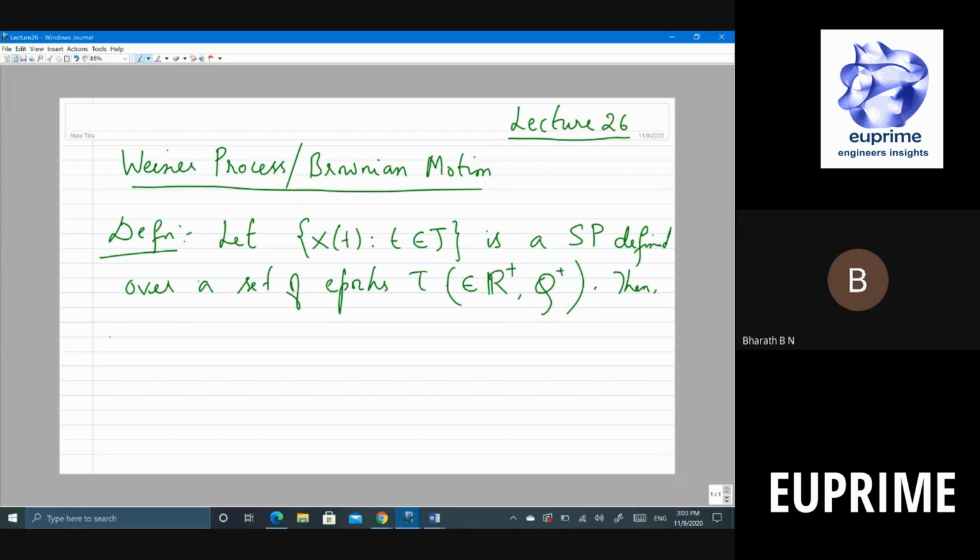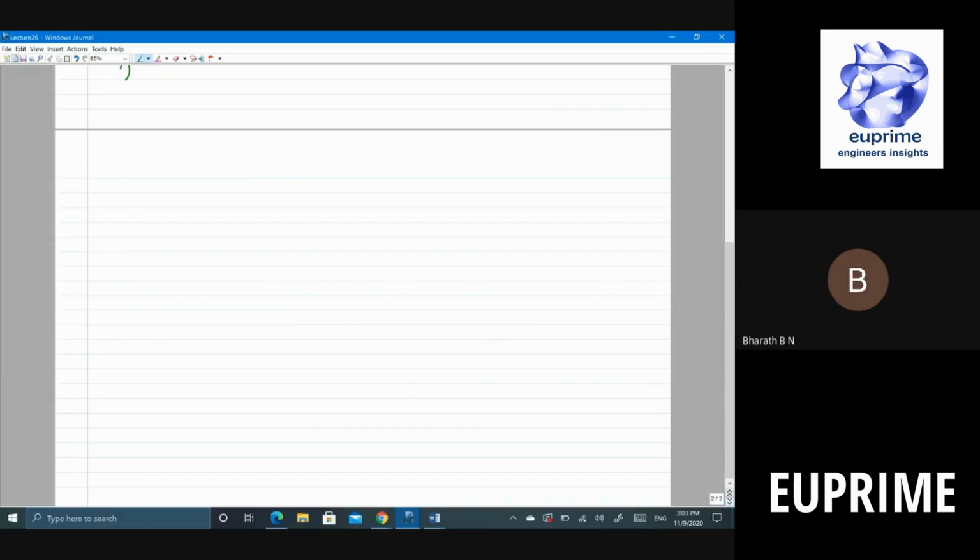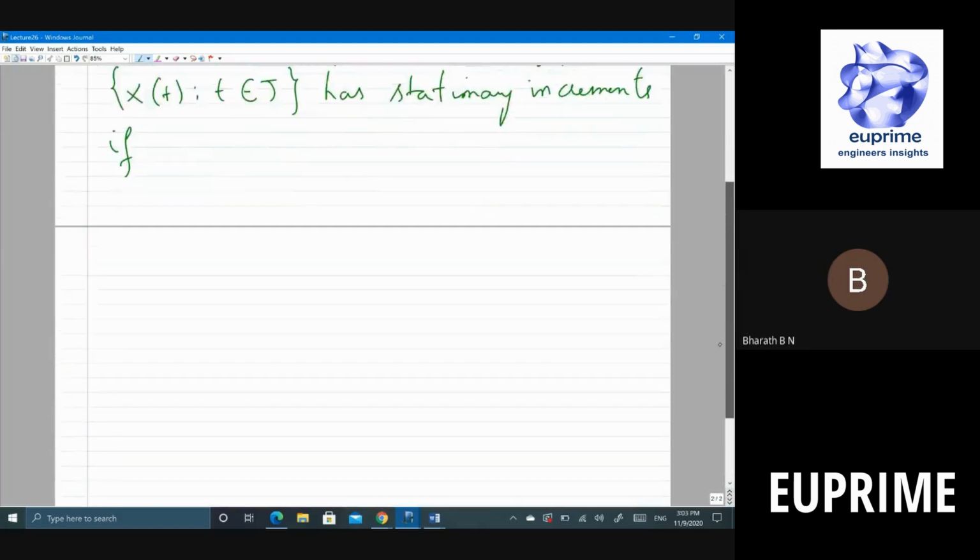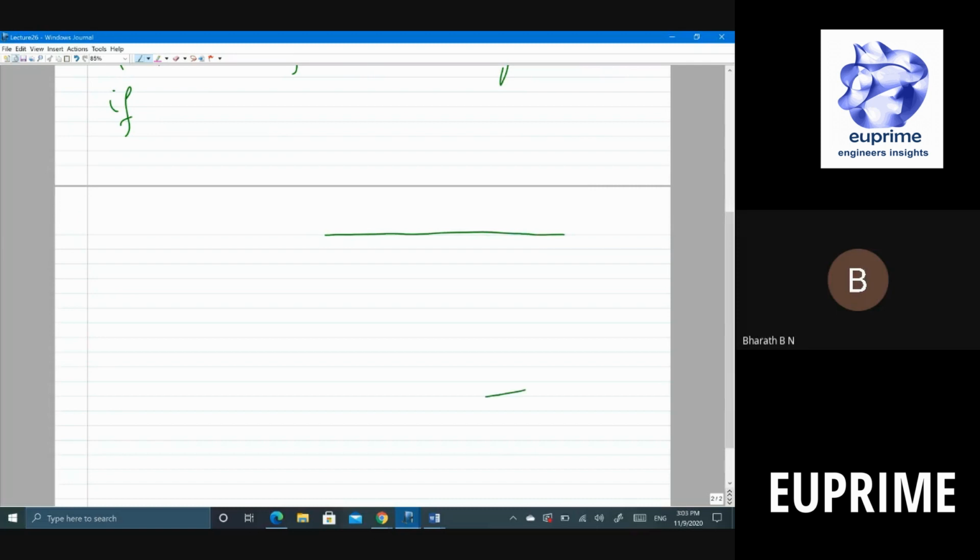Then this particular thing, x of t such that t belongs to T, this stochastic process, has stationary increments if... okay, let me draw some pictures. I'm just copying verbatim whatever is there in the textbook, but this is the geometry. For example, if you take t1 and t2 and look at x of t2 minus x of t1, that has the same distribution as, this is nothing but t2 minus t1.